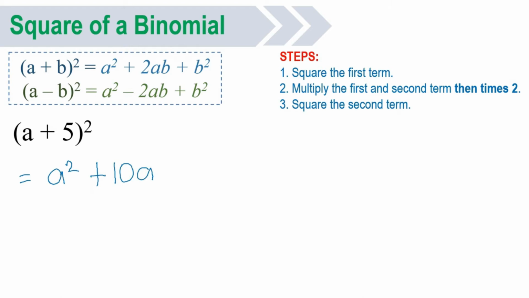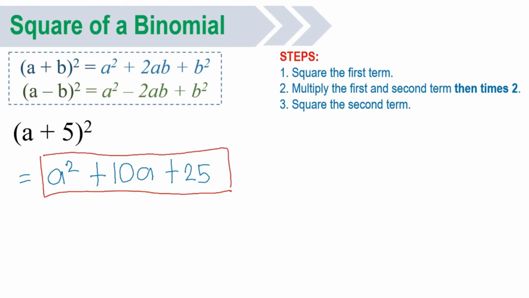Just copy the variable a. Then third step, square the second term. The second term here is 5. So 5 times 5, you will have positive 25. And that's it. That will be your answer. You can actually solve it mentally. Just keep on practicing these 3 steps.